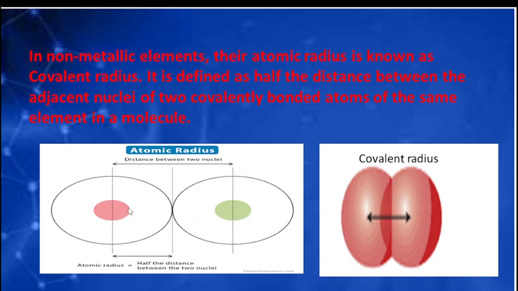First atom, second atom: this is from nucleus to the outermost shell. It is defined as half the distance between the adjacent nuclei of two covalently bonded atoms of the same element in a molecule. This is the covalent radius.